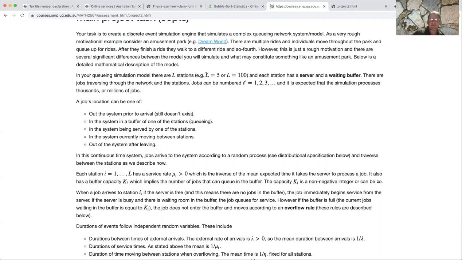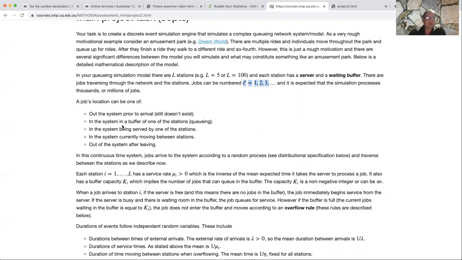So L is the number of stations. Jobs are customers or individuals or packets or whatever traversing through these stations. You can have a unique number for the jobs: job 1, job 2, job 3. You're supposed to create this in 2 modes. In one mode, you're tracking each individual job. In another mode, you're just tracking the cumulative number of jobs in each station. You need the mode where you track each job to look at the time it took a job to traverse.